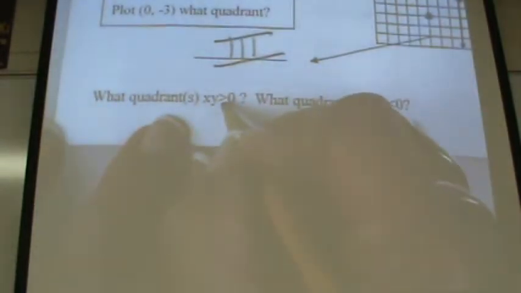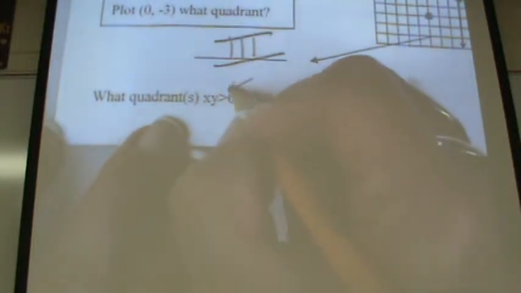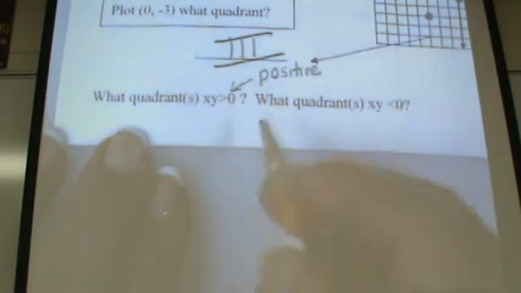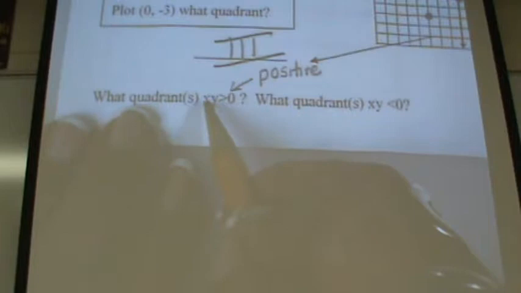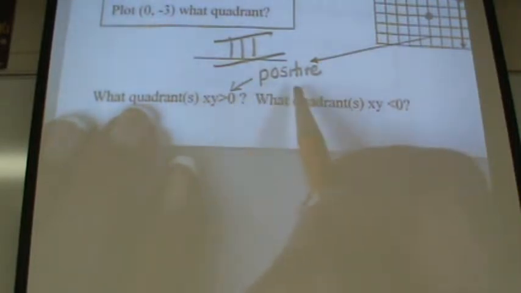So what does this sign mean? That means greater than 0. What does greater than 0 mean? And another way of saying greater than 0 means what? It means positive. So in what quadrants is the product of the x's and the y's going to give you a positive number?